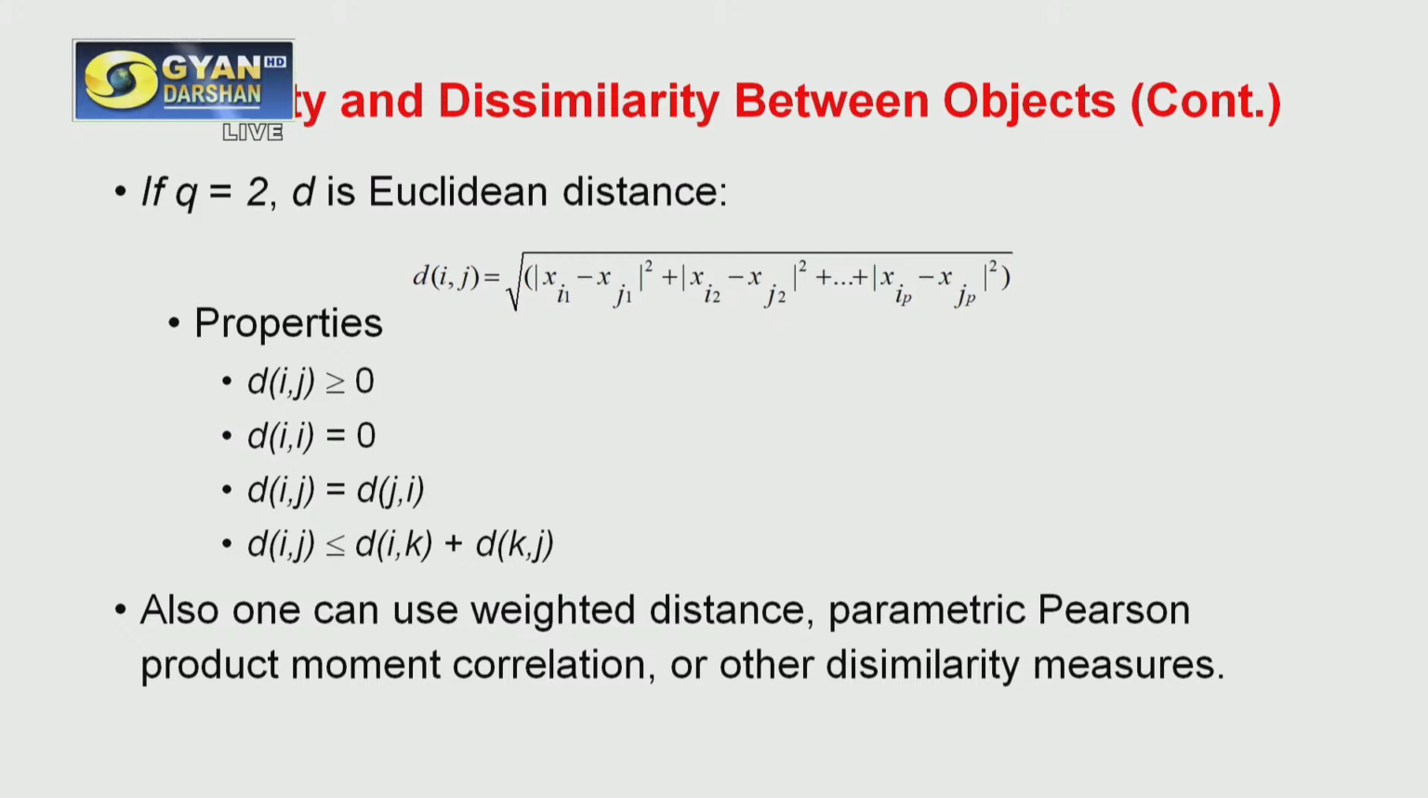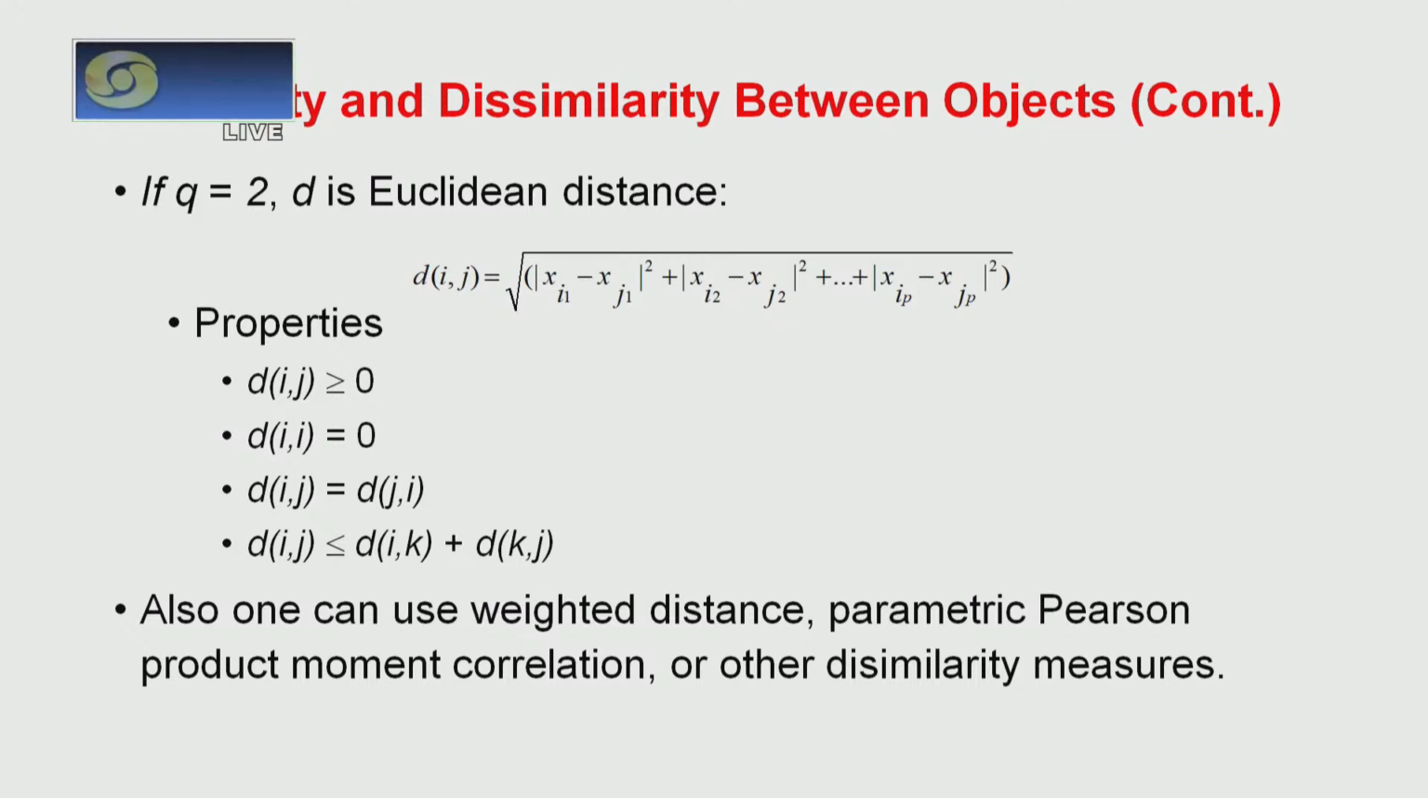But while using these distance functions, there are a few properties you have to make sure your distance function follows. The distance between i and j should be greater than or equal to 0. The distance between i and i is equal to 0, that means both are the same. The distance between i and j is the same as the distance between j and i, and the distance of i and j is less than or equal to the distance of i and k plus the distance of k and j.